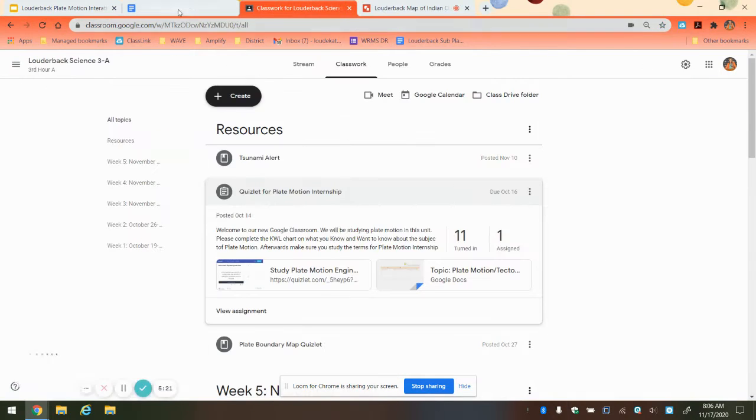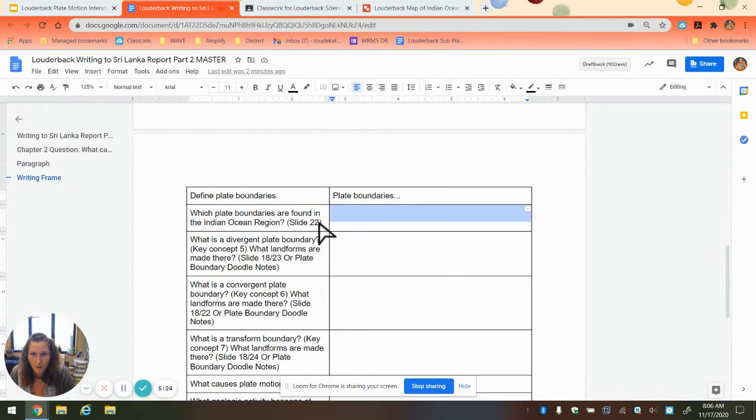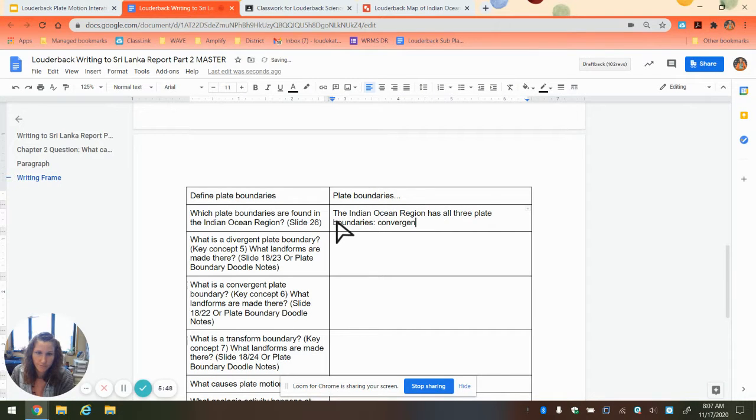Okay, so on my writing here, and I'm going to change that actually to slide 26. On my writing here, we're going to write down that the Indian Ocean region has all 3 plate boundaries: convergent, divergent, and transform. All right.